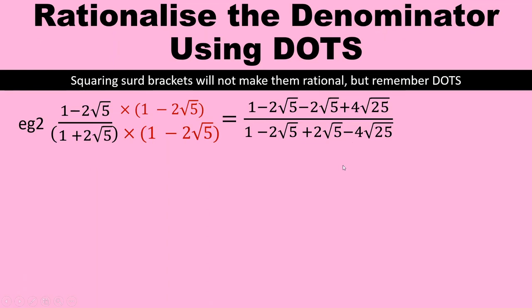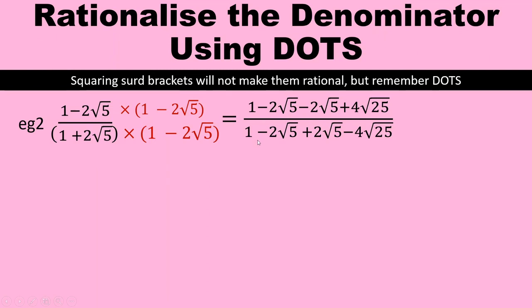Simplifying this down, we can group like terms in the numerator, so negative 2 root 5 minus 2 root 5, but that won't eliminate it. And the last term can be rationalized. 25 is a square number, so that's going to be 4 times 5.